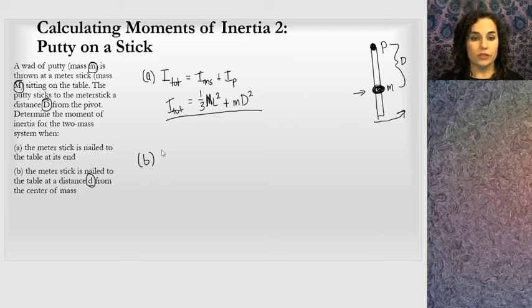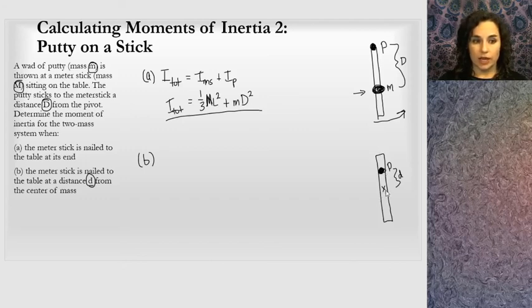Part B has a different situation going on. I can have the same meter stick, and instead of being pivoted about the end, it says that the meter stick is nailed to a table at a distance little d from the center of mass. So here's the center of mass. I always mark it with an X. So we're going to let it pivot about this point here. And I will again call this point P. That's the pivot point. And they're telling us that this distance here is little d, from the center of mass to the pivot point. This reminds me of the parallel axis theorem.